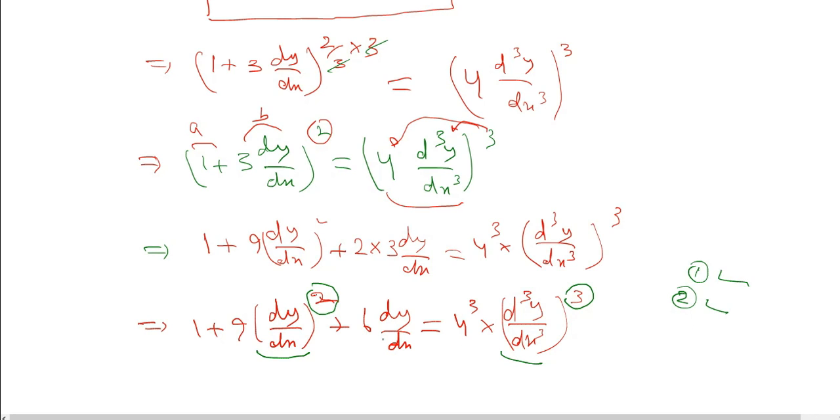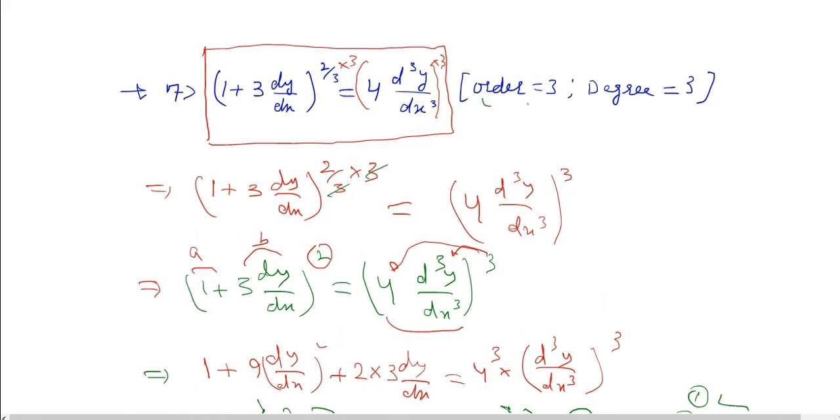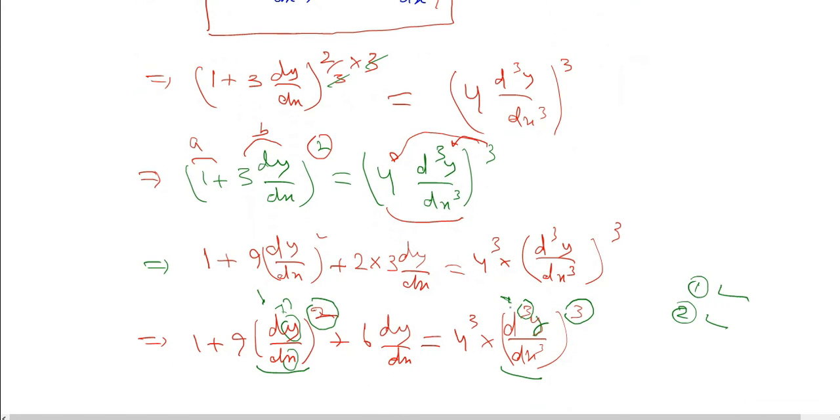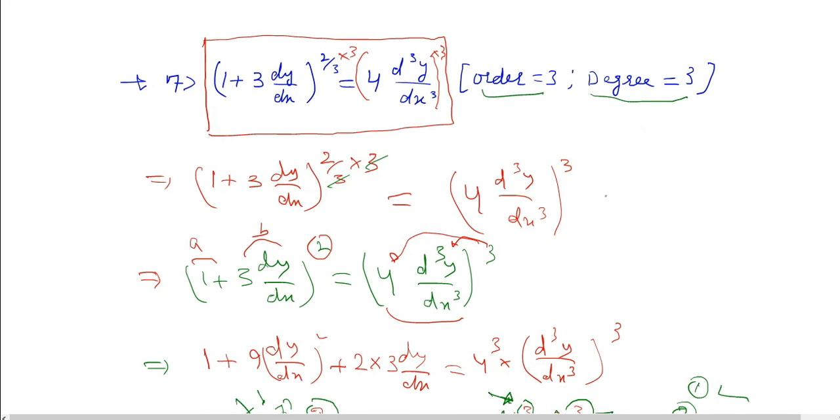Now let's see which is the highest order derivative. You can see in this term y is differentiated with respect to x only one time, so this is a first order derivative term, right? And here y is differentiated with respect to x 3 times. Here is 1 and here is 3. So the highest order is 3. That's why I have written here order is 3. Now we are concerned with the highest order derivative, which is this one. We have nothing to do with this term. Now what is the power of this highest order derivative? It is 3. So the degree is 3. That's why I have written degree is 3.